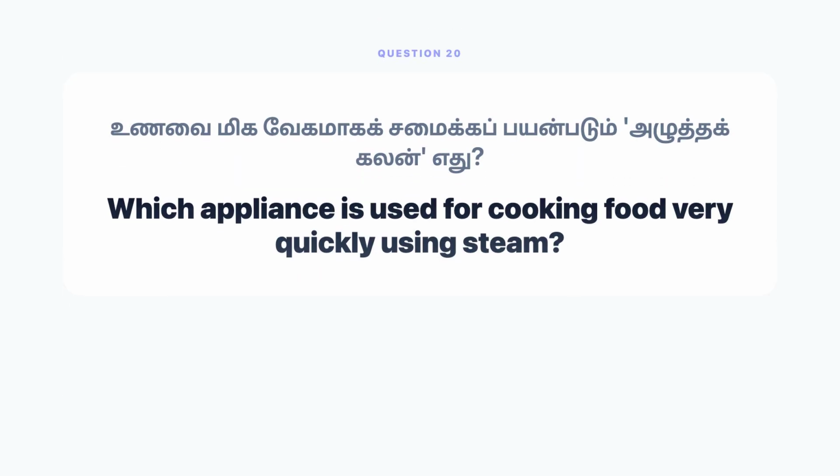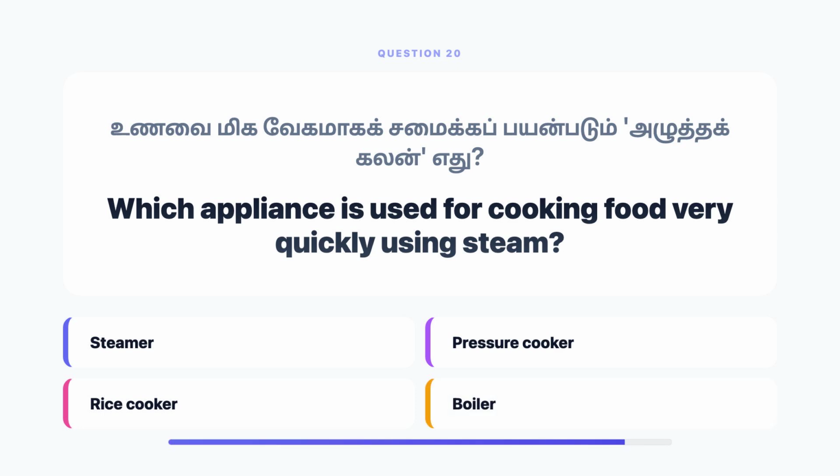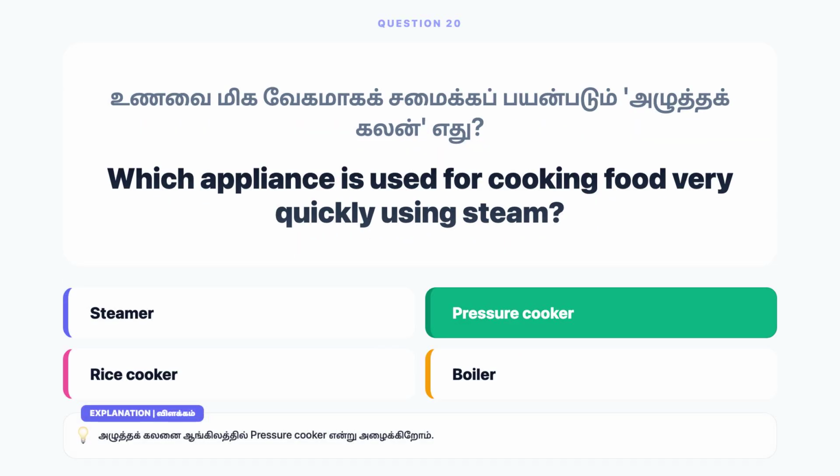Which appliance is used for cooking food very quickly using steam? Steamer, pressure cooker, rice cooker, boiler. And the correct answer is pressure cooker. Excellent. You got it right.